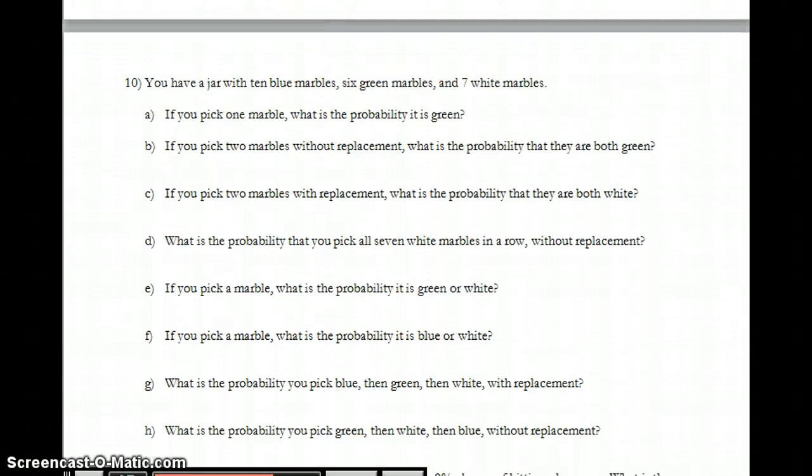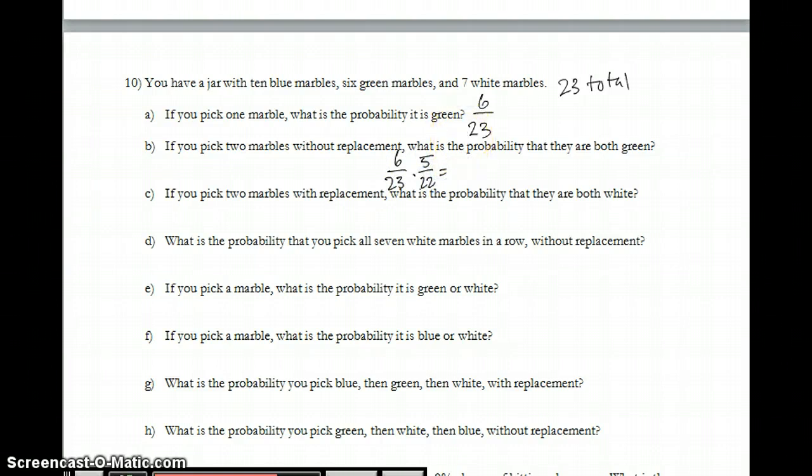If we have a jar of marbles, 10 blue, 6 green, 7 white, 10 and 6, and that is 23 total. What is the probability that marble is green? 6 out of 23. Pick 2 marbles without replacement. What is the probability that they're both green? Without replacement means we're going to lose marbles as we go along. So 6 out of 23 times 5 out of 22.